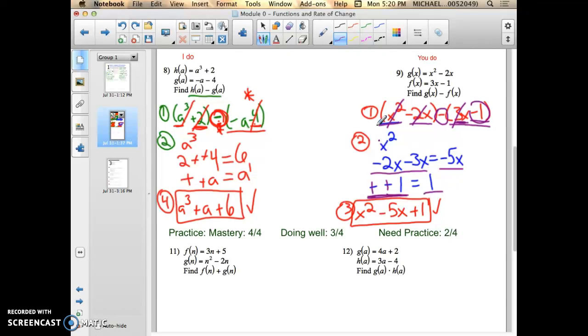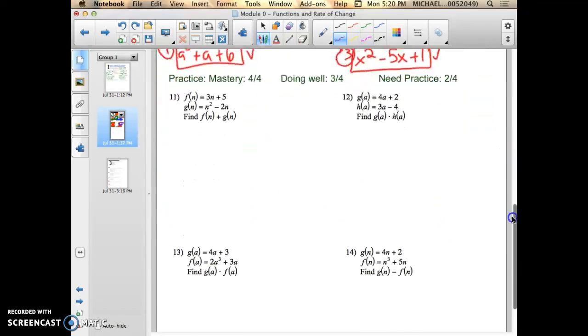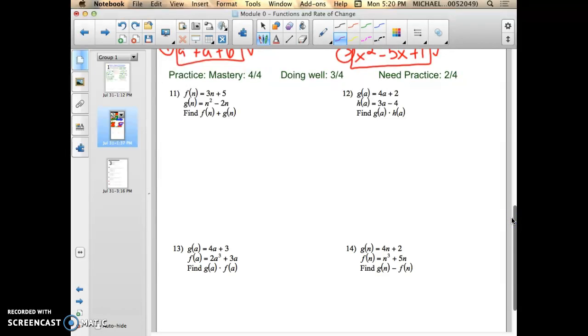If you don't have that same answer as I do, please raise your hand or check with a neighbor and see if they can help you through it, or please raise your hand so I can come by and check your work as well. At this point, you're ready to practice. I've given you 4 problems: sum, multiplication, addition, and subtraction. Your goal should be mastery, 4 out of 4.